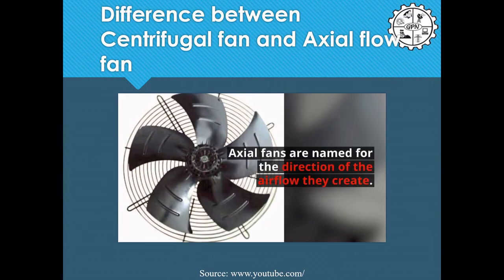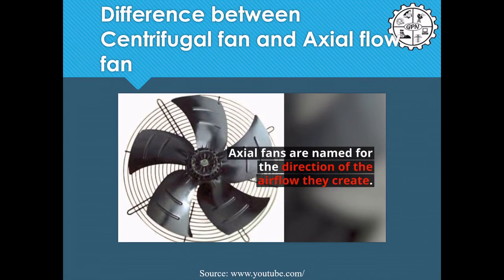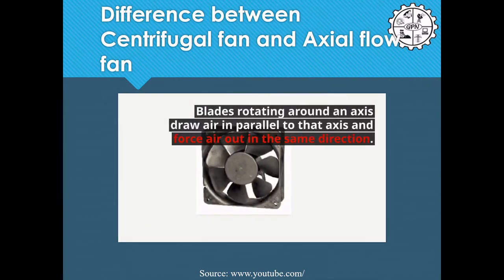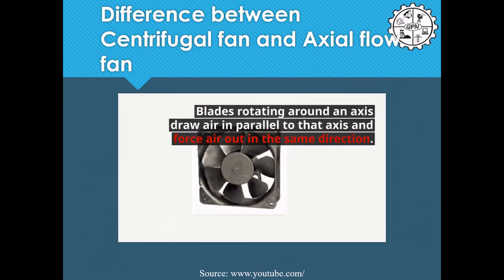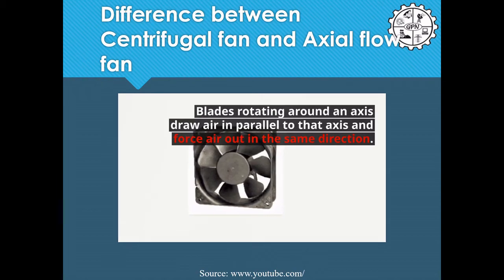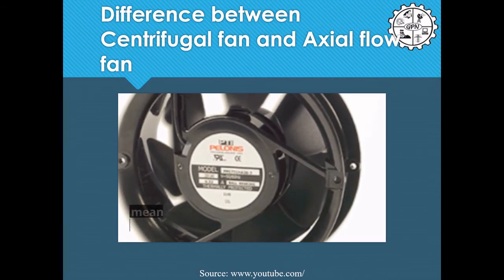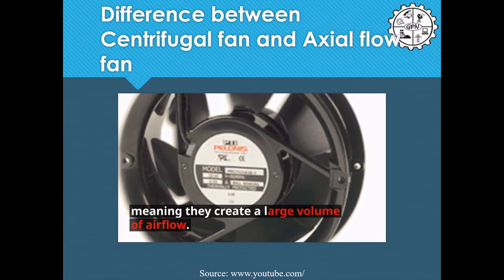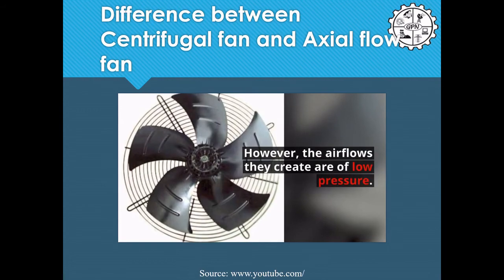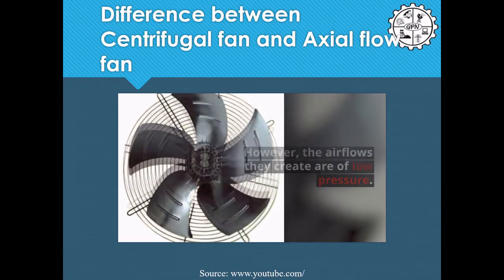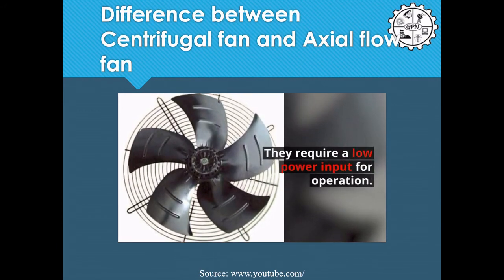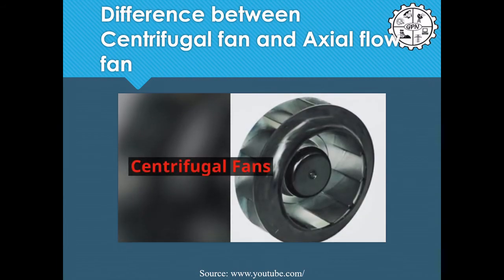Axial fans are named for the direction of the airflow they create. Blades rotating around an axis draw air in parallel to that axis and force air out in the same direction. Axial fans create airflow with a thin air, meaning they create a large volume of airflow. However, the airflows they create are of low pressure. They require a low power input.